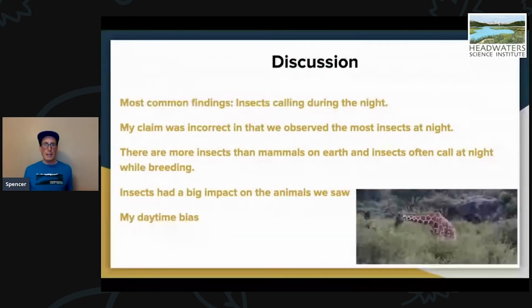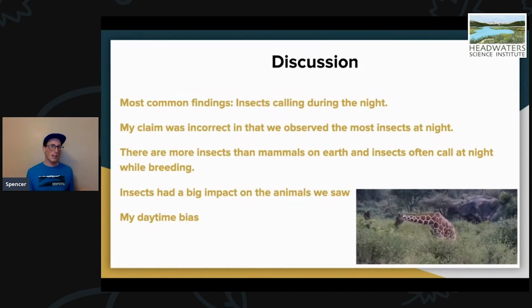So what does this all mean? The most common things that we found were insects. This kind of makes sense because there are way more insects on Earth than there are mammals or birds or reptiles. We also saw a lot more insects during the night, as well as frogs. This might be because maybe insects might call to each other during the night to find a mate.